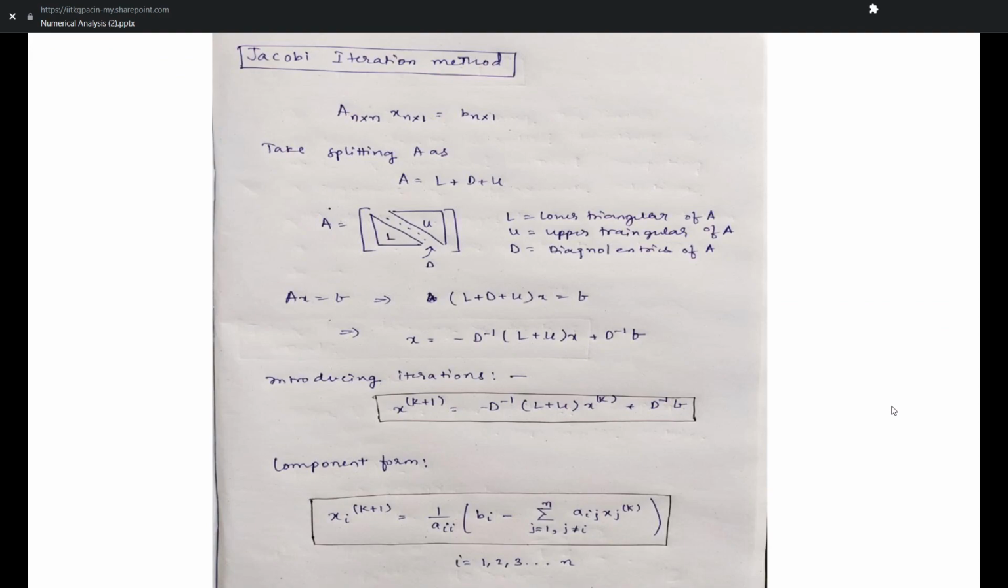So now let us look into the Jacobi iteration method. In Jacobi iteration, we split A as L + D + U, where L is the lower triangular entries of A, U is the upper triangular entries of A, and D is the diagonal entries of A. We substitute L + D + U in place of A, and so this is our iteration scheme: x_(k+1) = -D^(-1)(L + U)x_k + D^(-1)b. The same thing is written in component form, and the expression is something like this.